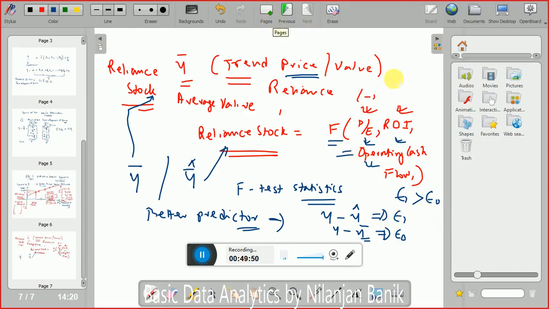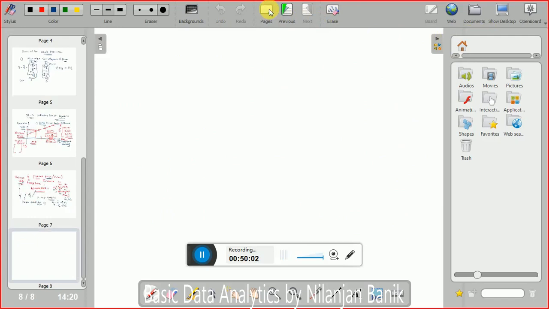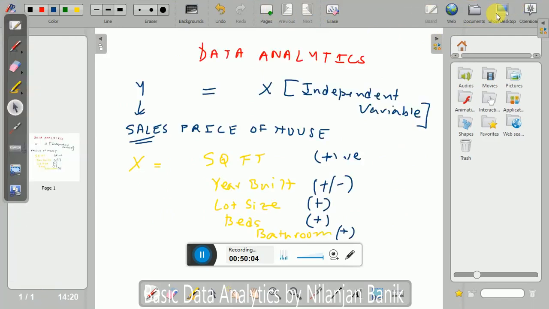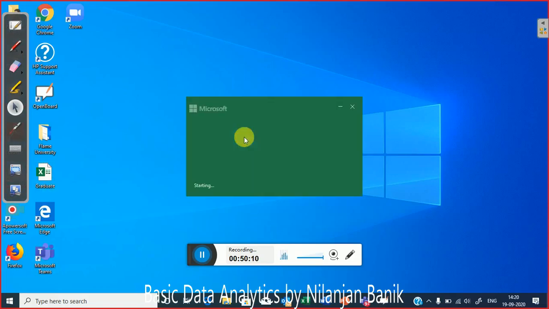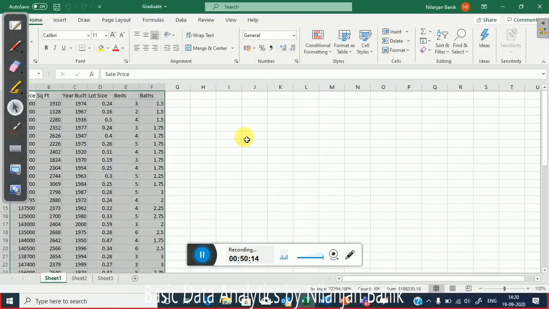Okay, now let's try to work with the data, because otherwise it is not going to make much sense. So can you just open the data file which I shared with you? Let me open the data file. So I have shared this data file. You can open it. You can see the screen?